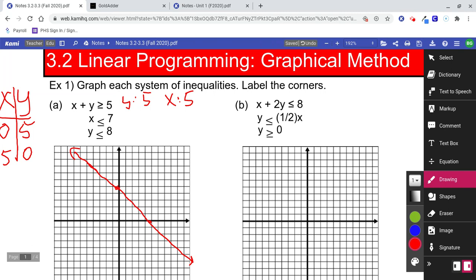So then the next one, x is less than or equal to 7. Just go over 7. That's a vertical line. We already know that. 1, 2, 3, 4, 5, 6, 7. Vertical line, right there. And then y is less than or equal to 8. That's a horizontal line. 1, 2, 3, 4, 5, 6, 7, 8.